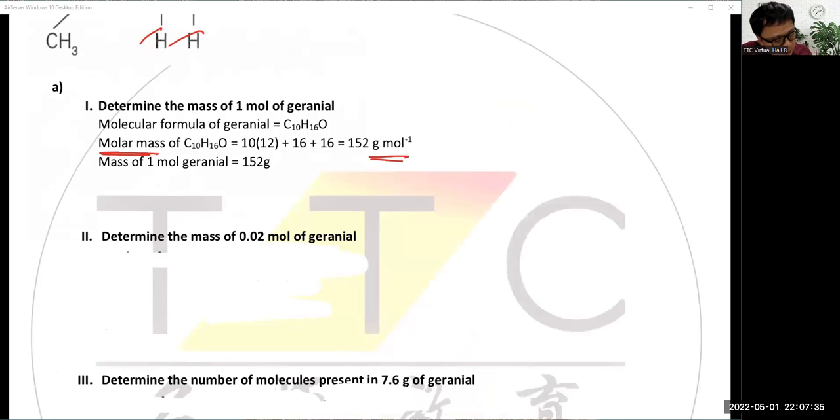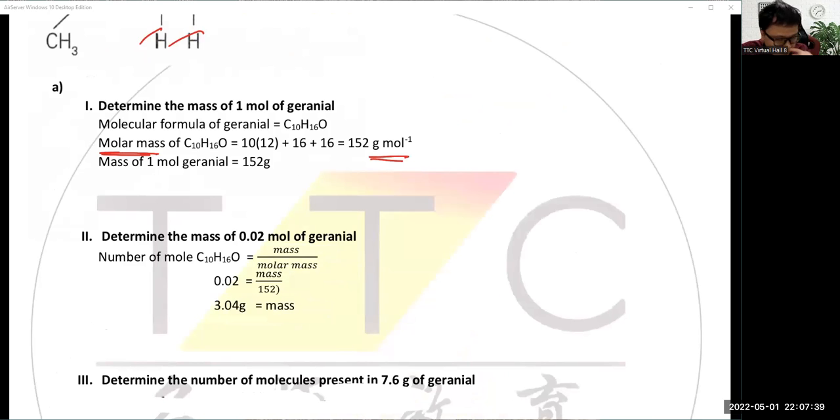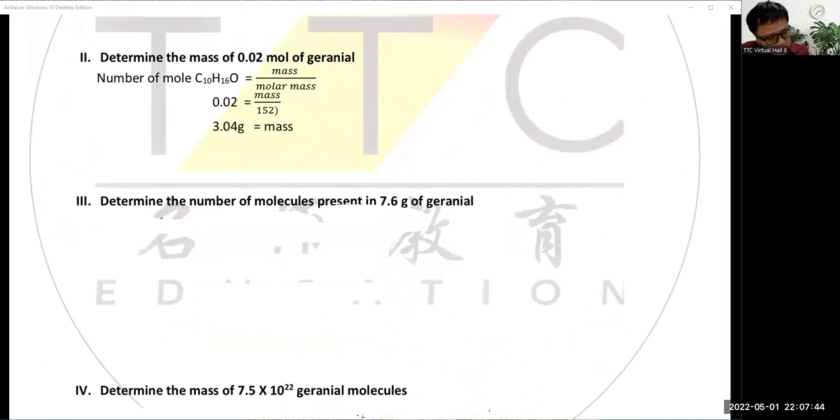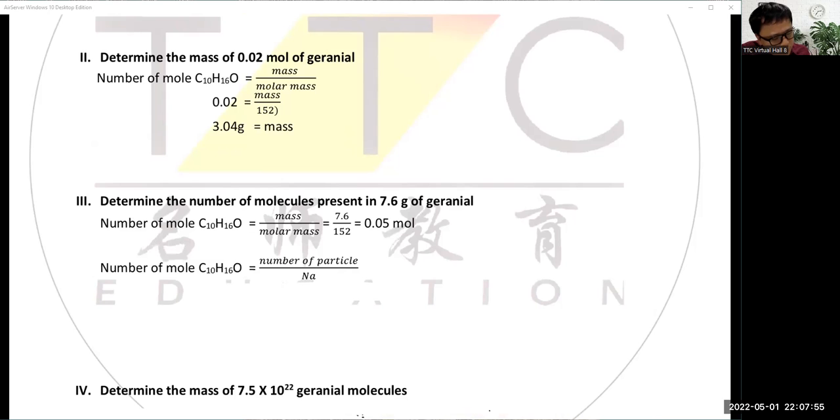How to find the mass? So mass over molar mass. So the mole is 0.02 mole times 152, you get 3.04. Then how many molecules? So first convert the mass to mole first. 7.6 divided by 152 equals 0.05. Then find the particles. 0.05 times 6.